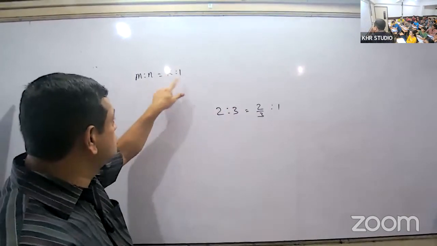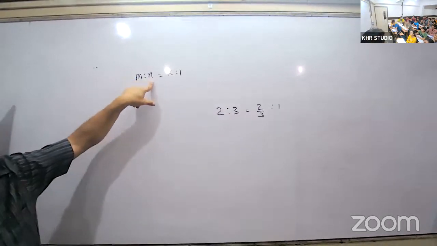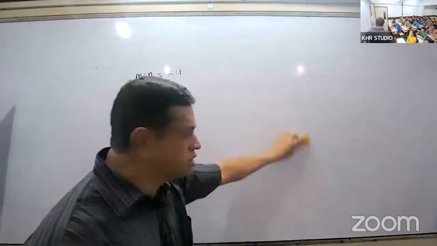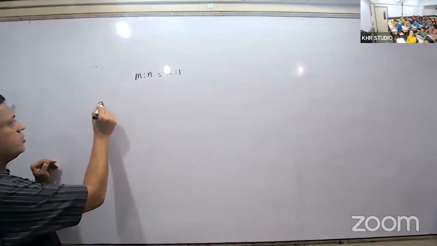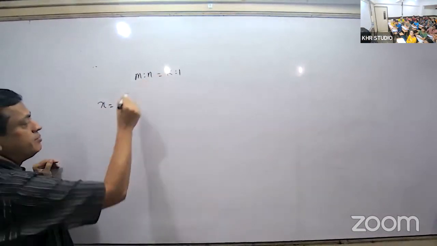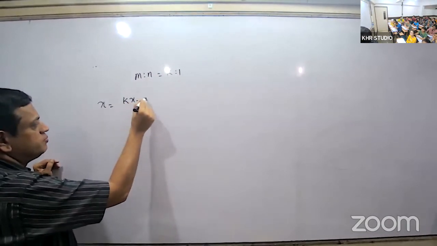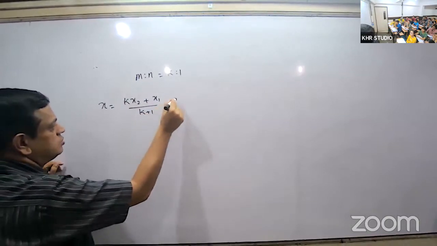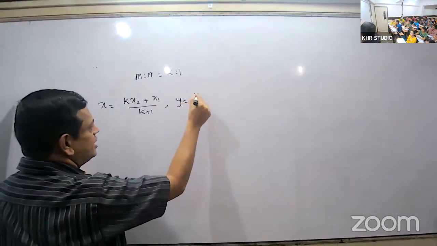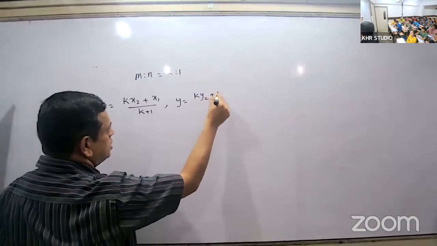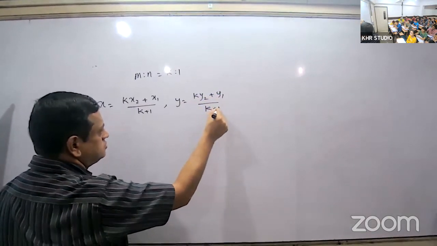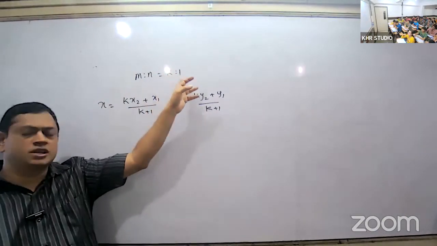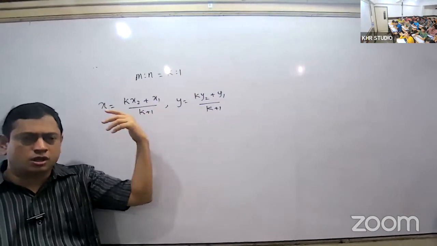Why are we making it this way? How many unknowns are there? 1 unknown. So if you write m is to n is equal to k is to 1, then your formula will come as x equals kx2 plus 1x1 divided by k plus 1, and y equals ky2 plus 1y1 divided by k plus 1. Remember this much only, then the remaining you get automatically.